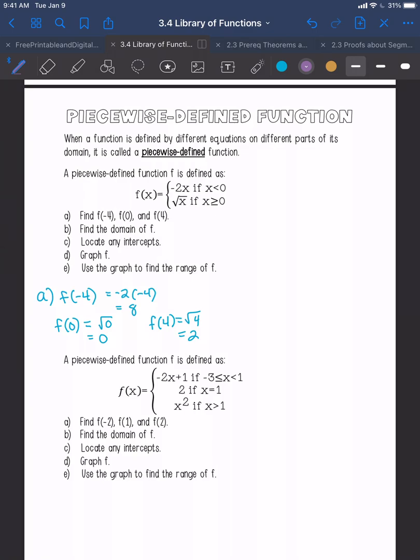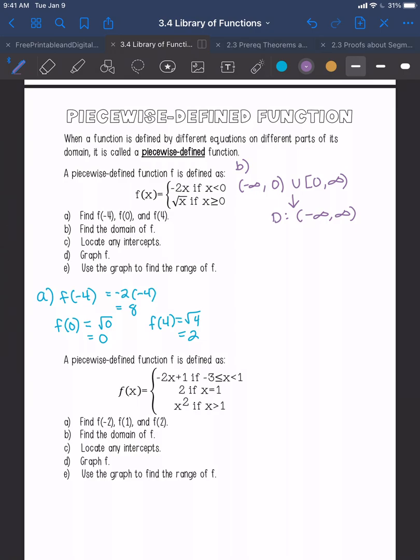Part B says find the domain. I'm going to do that up here. The domain is the union of the domain of each of those equations. So first here, my domain is from -infinity to 0, not including 0. And union with, for my second equation, my domain is including 0 all the way up to infinity. So if you notice there's no jumps here, we go from -infinity to 0, and then 0 is included all the way up to infinity. So our domain really is -infinity to positive infinity.